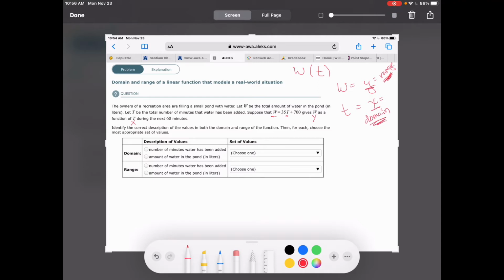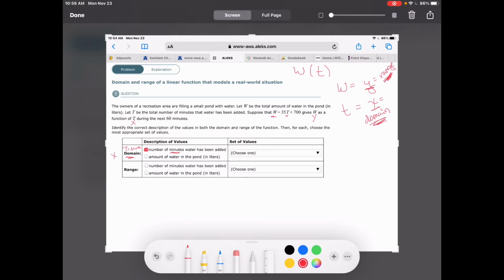When we talk about range and domain, we're just talking about what are the limits on those numbers, or what is, in reality, what are we talking about? So here it says, identify the correct description of the values in both the domain and range of the function, then for each choose the most appropriate set of values. So when I want to talk about domain, remember I'm talking about X. So in this case, I'm talking about T, time. So think about time for just a minute. Description of values, is that the number of minutes that the water has been added, or the amount of water? Well, that'll be the number of minutes because we're talking about time. And then choose the set of values.